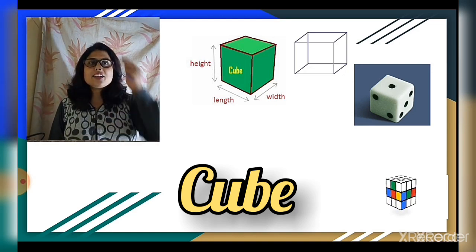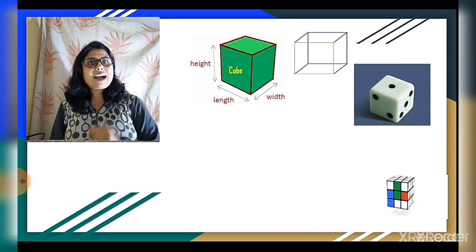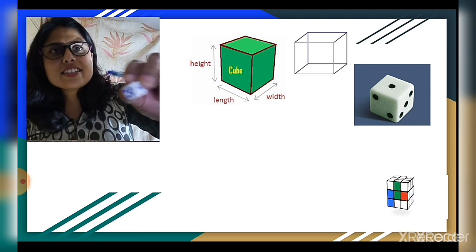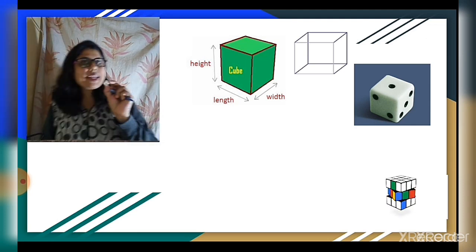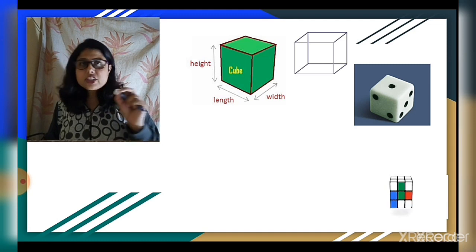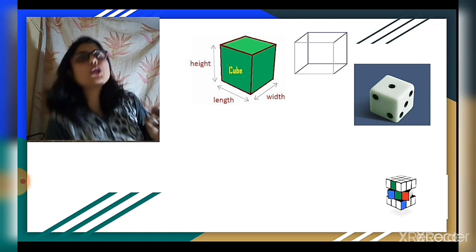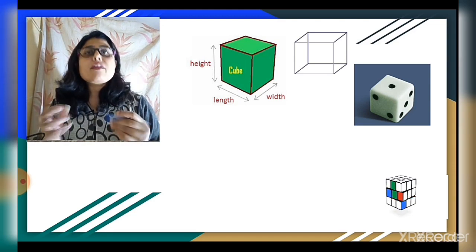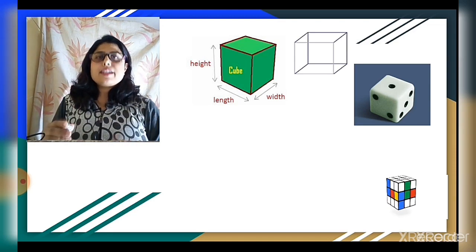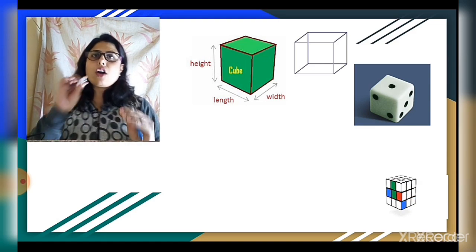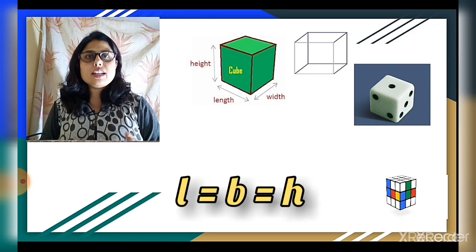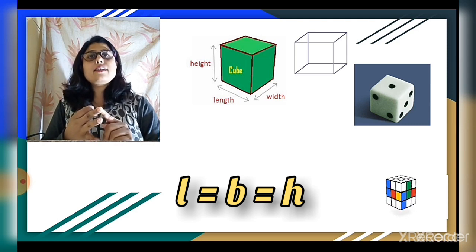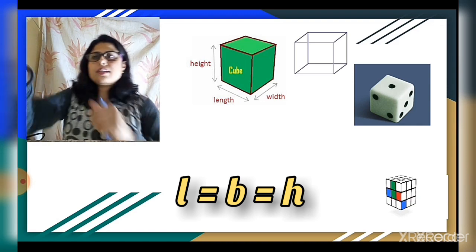Here on the screen you can see pictures of cubes. One example of a cube is a dice. Since childhood you are playing with this dice. Which shape is this? This is cube shape. Why is it called cube shape? Because all three dimensions of this shape are equal, whether it is length, breadth or height. All three things are equal.